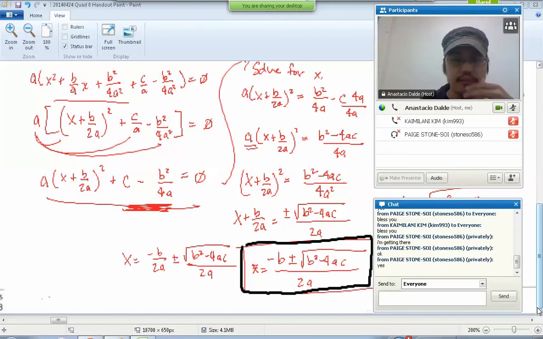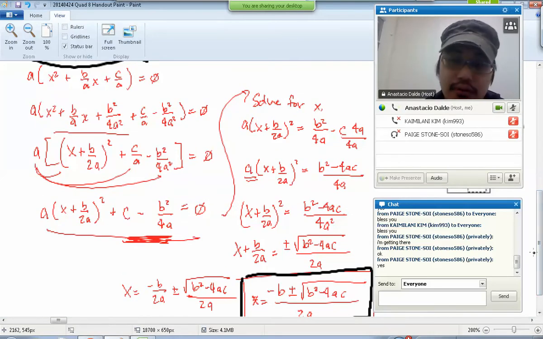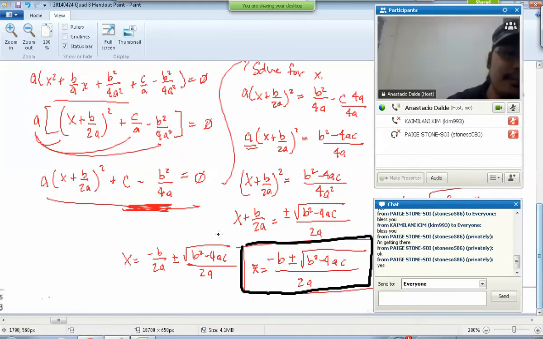So my first question is, Paige and Kimilani, you seem to kind of know chapter 8, but you kind of don't. And I'm not going to reprove the quadratic equation. Here it is in all of its glory. Here's the quadratic equation proved to you. But I'm going to start from here.